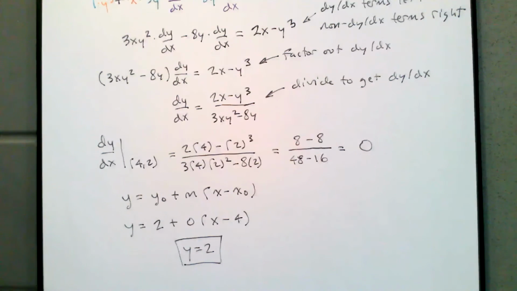Wait, Professor, so it's just a straight line? A tangent line is always a straight line. This is a horizontal line. Okay. So the tangent line is horizontal.